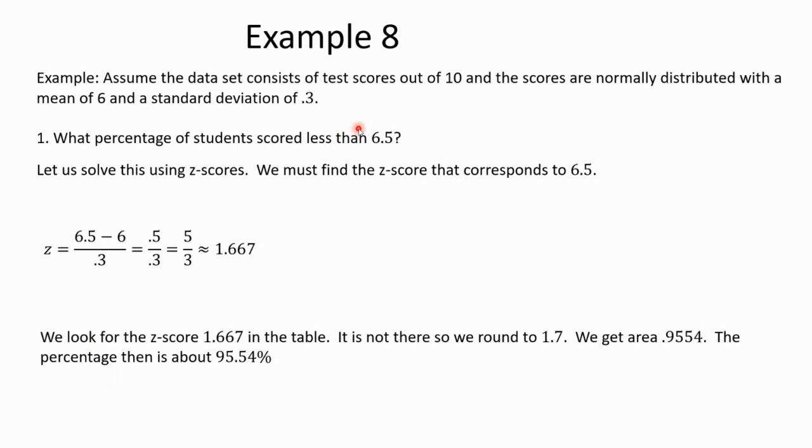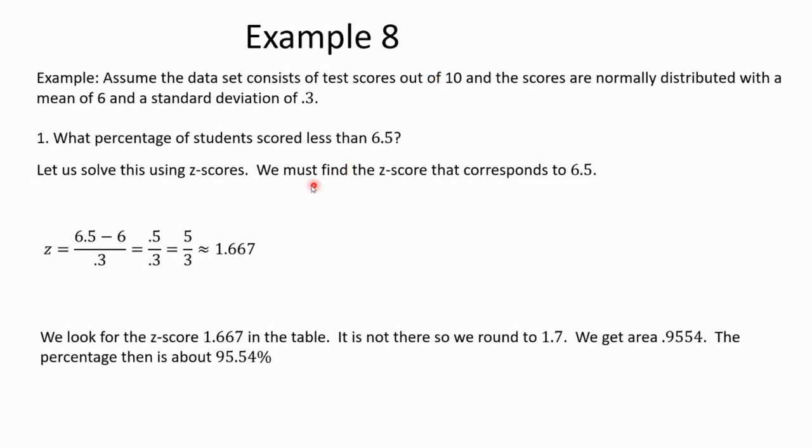In other words, we're looking at what percentage of data values are less than 6.5. That's really what we're asking, right? Again, let me read it again. The data set consists of test scores out of 10. We know the scores are normally distributed with a mean of 6 and a standard deviation of 0.3. So we want to know what percentage of students got less than 6.5, or what percentage of data values are less than 6.5.